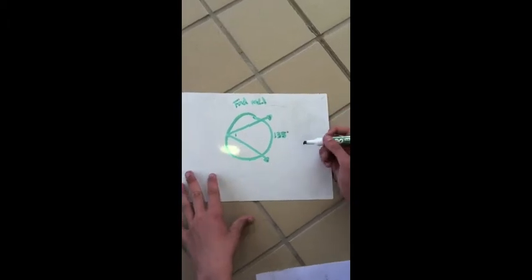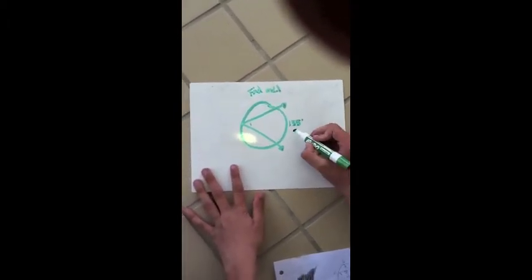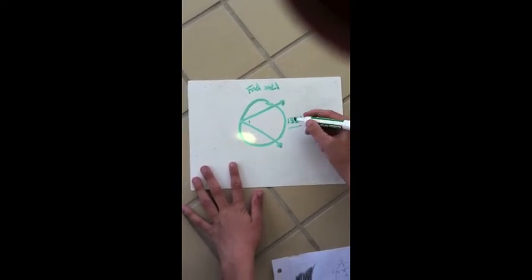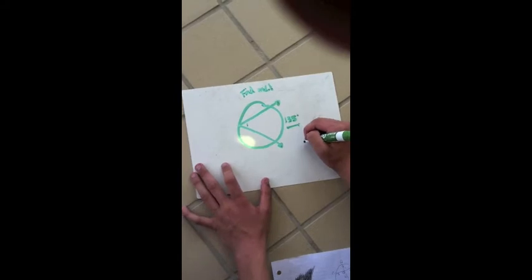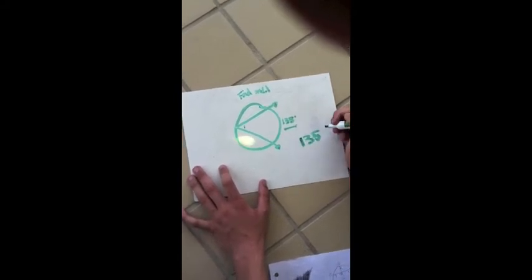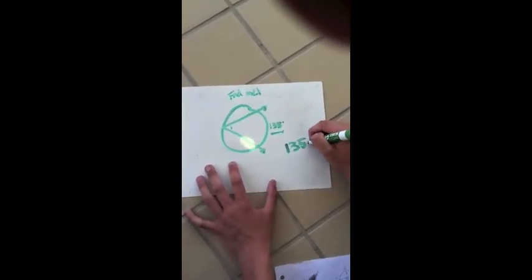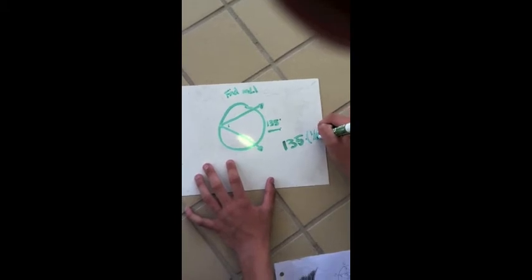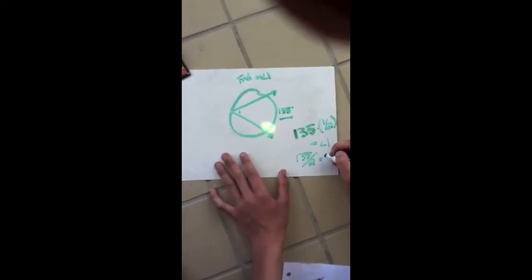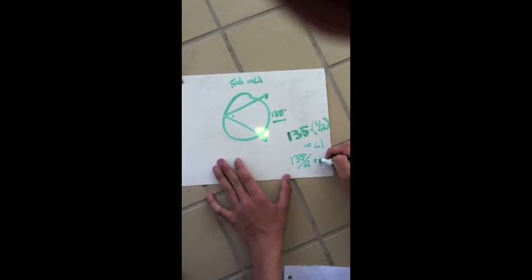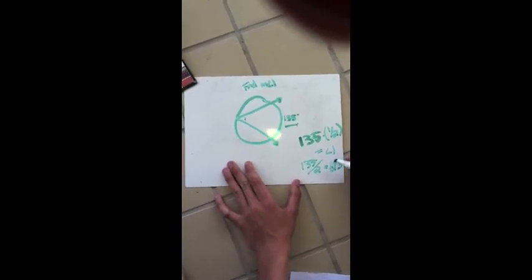Okay, for this problem, we're trying to find the measure of angle 1. So this arc is 135 degrees. How we find the measure of angle 1 is we take 135 and take 1/2 of that to find angle 1. So 135 divided by 2 equals 67.5. There's your answer.